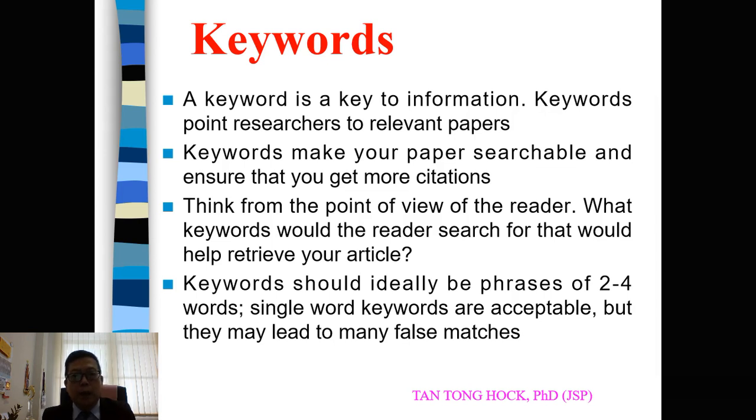So keywords make your paper searchable and ensure that you get more citations. Think from the point of view of the reader: what keywords would the reader search for that would help retrieve your article? Keywords should ideally be phrases of 2 to 4 words. Single-word keywords are acceptable, but they may lead to many false matches. So sometimes you have to think of a special one.